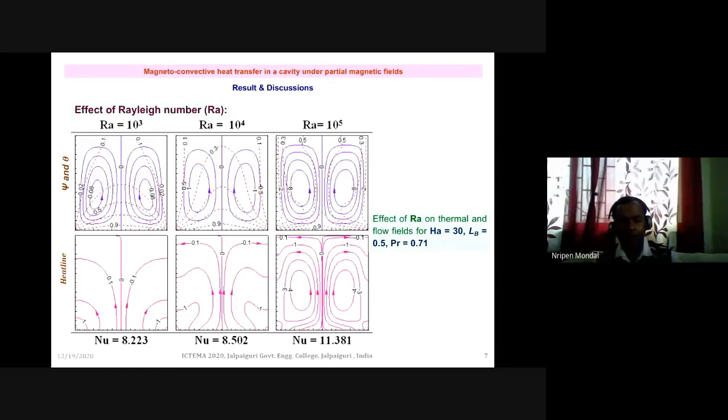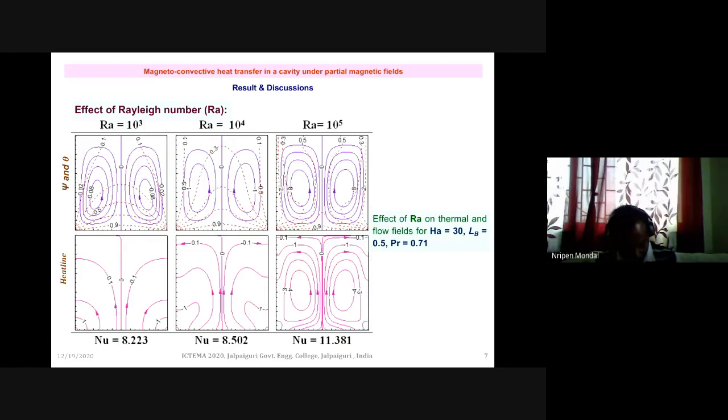Now at the low Rayleigh number, the heat transfer mechanism is basically governed by the conduction mode of heat transfer. So the convection mode is almost absent. That's why isotherms are clustered near the bottom wall. But when it increases to 10 to the power 4 and 10 to the power 5, then the convection mechanism dominates the conduction mode. That's why convective cell motion increases.